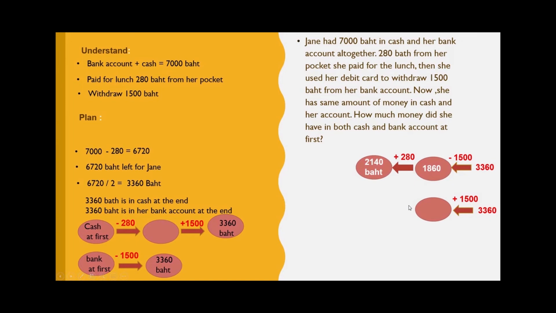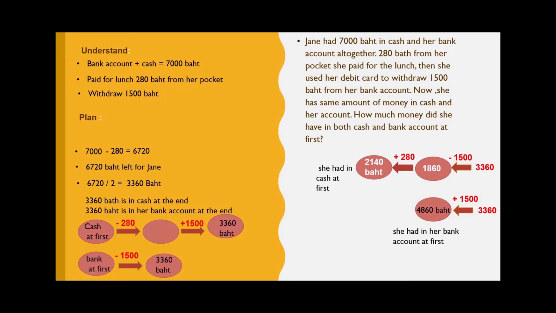Now let's find out how much money she had in her bank account. 3,360 plus 1,500 is equal to 4,860 baht she had in her bank account. You can check your answer by adding 2,140 to 4,860. The answer should be 7,000.